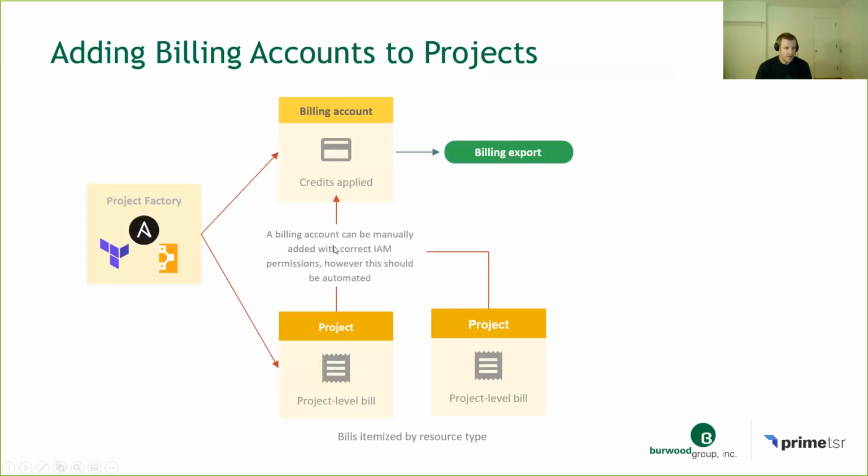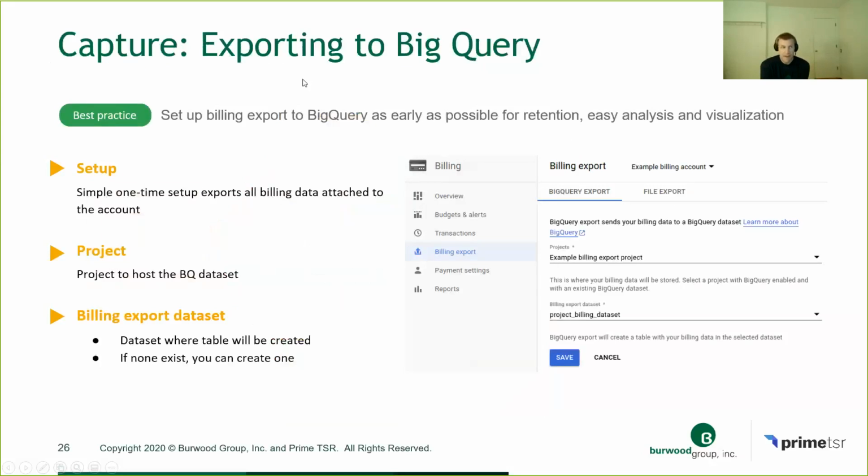Billing accounts can be manually added when a new project is created, or after the fact you can change the billing account for projects. But we highly recommend using automation and this project factory that we'll talk more about later on, for making sure that you're tying a billing account to projects automatically when you create them through automation. Some best practices around billing are to use the project factory, but also to export to BigQuery as well.